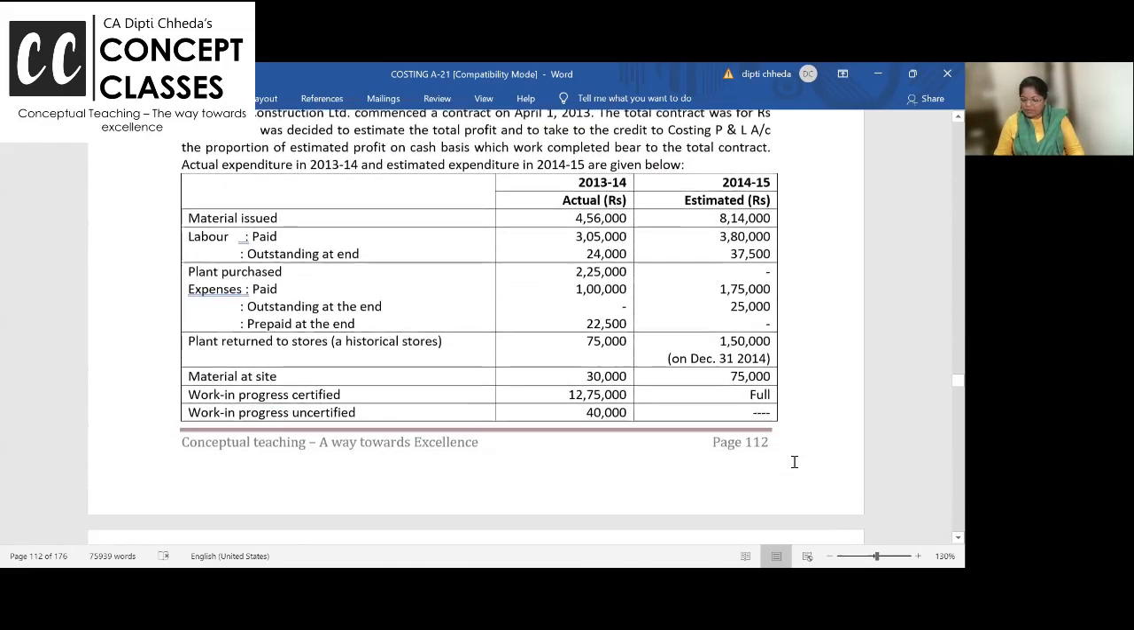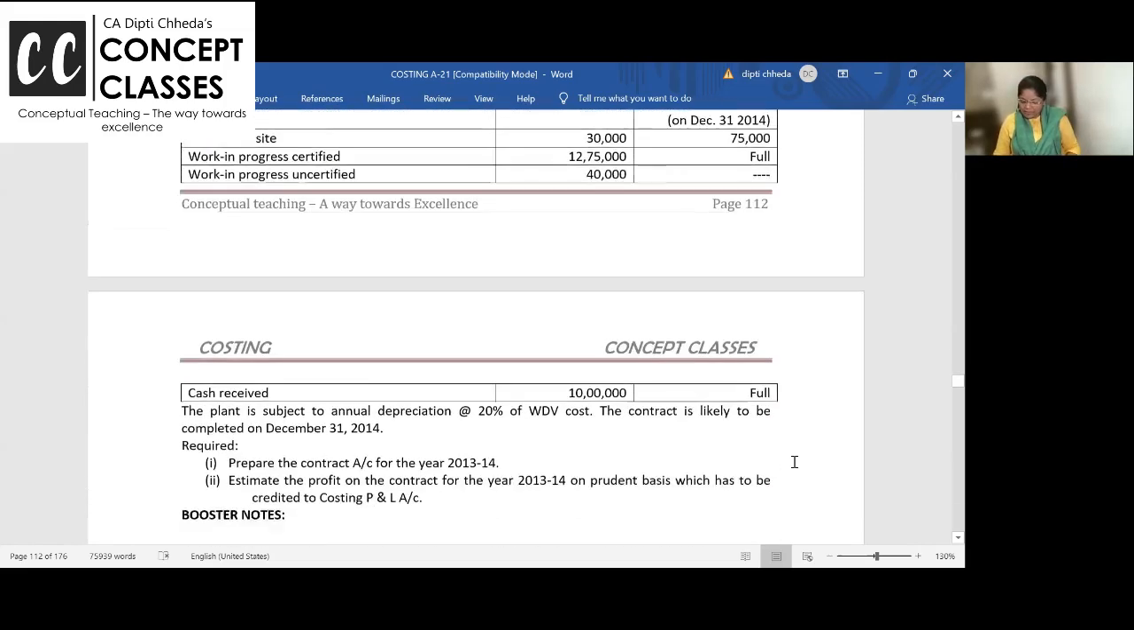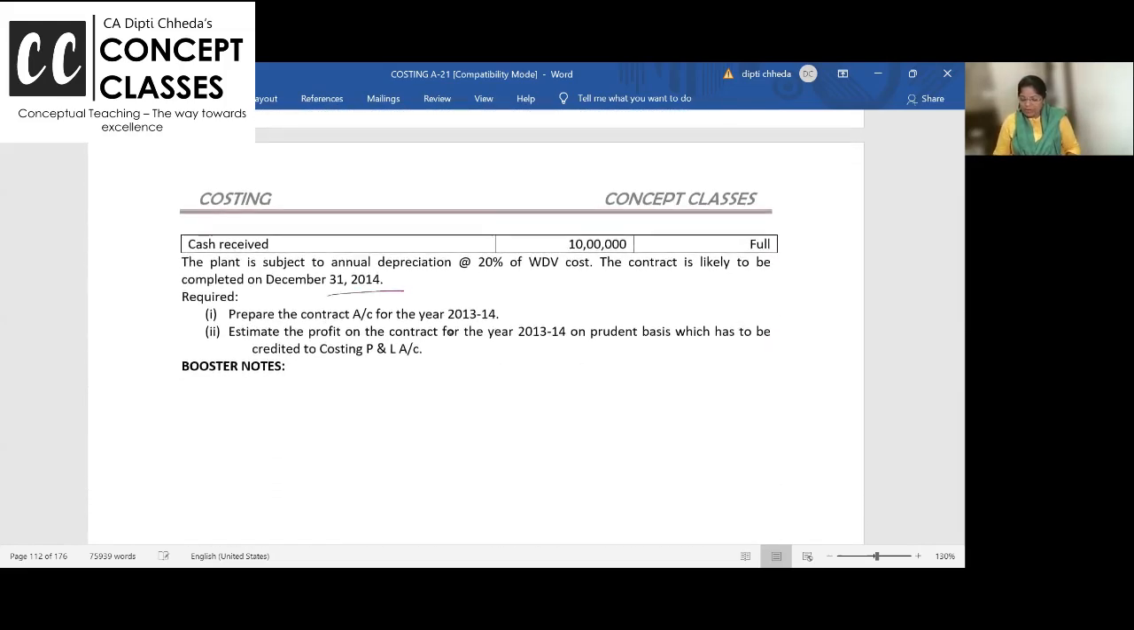Now see, 13, April to March, and then March to December. March to December, how many months? April, May, June, July, August, September, October, November, 9 months. So 1 year and 9 months. So prepare the contract account for 13-14. Estimate the profit on contract for 13-14 on prudence basis, which has to be credited to the costing P&L.